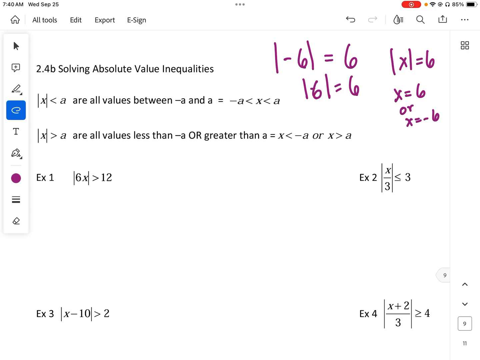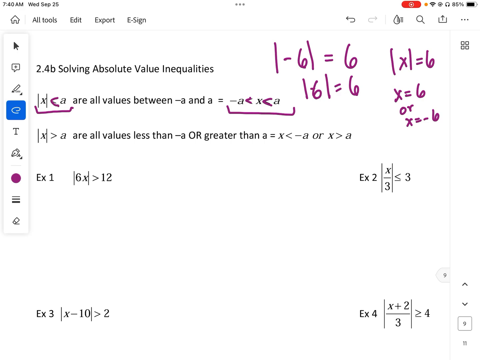So we're going to use this same principle whenever we do solving inequalities. So let's look at the first one. It says absolute value of x less than a are all values between -a and +a. So we're going to set this up as a compound inequality with -a on the left side, +a on the right side, and use the same inequality. So see how this is the same inequality? And then we solve it just like we solved the compound inequalities in the last section.